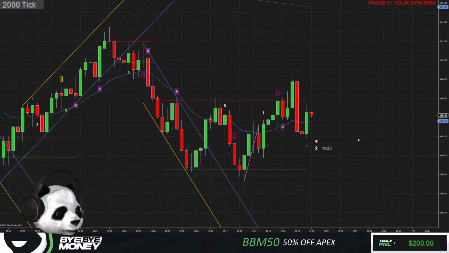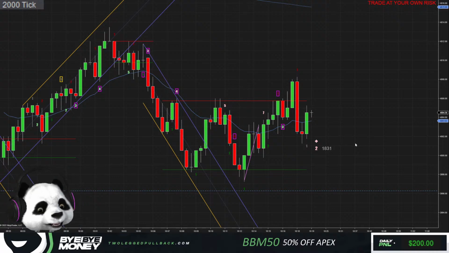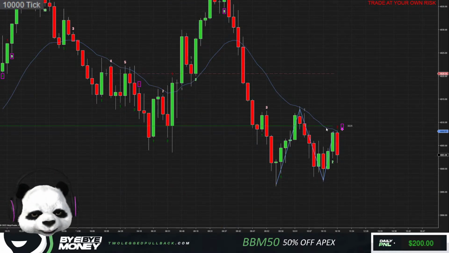10,000 tick trap. Potential trap on the 10,000 tick chart. That would be crazy in this area. If we get a trap on the 10,000 tick chart, I mean, probably come back to yesterday's close.